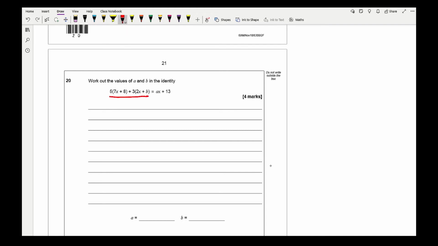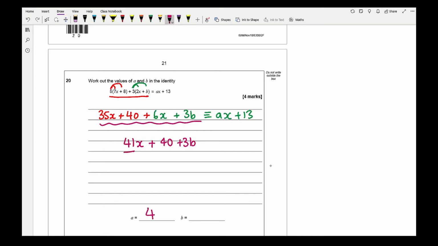So using loops, I got 5 times 7x, which is 35x, plus 5 times 8, which is 40, plus, and again to switch colors, I've got 3 times 2x, which is 6x, plus 3 times b, which is 3b. And that is all equivalent to ax plus 13. Now, if I neaten up this left-hand side, and looking at the x's, I've got 41x plus 40 plus 3b. Now, a is the number of x's that I've got, so a must equal 41.